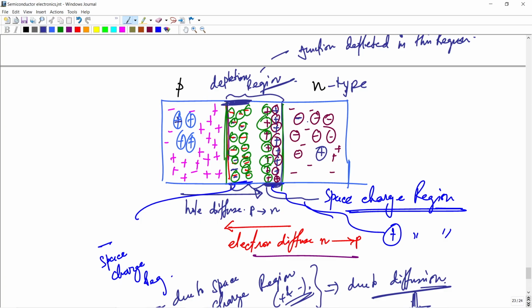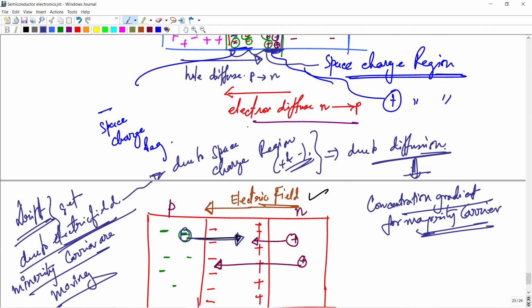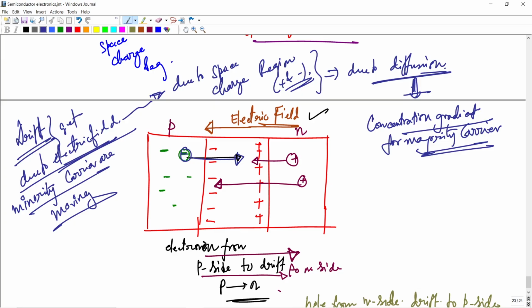Due to that, the electrons diffuse from n to p, and there is a huge number of holes in the p side. Due to the lack of holes in the n side, the huge number of holes move from the p to the n region, so that's why it creates a depletion region. So you get some plus and minus. These are called the space charge region. The depletion region is called the space charge region. So that's why there is an electric field. Due to that electric field, the minority carriers move. This moving is called drift.